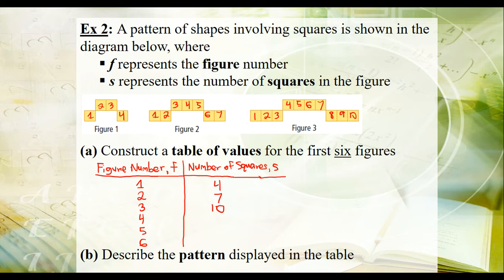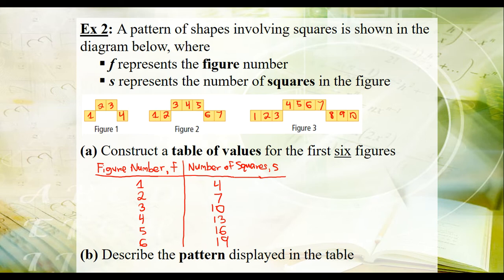Now let's figure out what's going on here. To go from one figure to the next, you're just adding ones. When you go from one figure to the next, what number of squares are you increasing by? Well, to go from 4 to 7, you'd be adding 3. To go from 7 to 10, you'd be adding 3. Therefore, 10 plus 3 would be 13. So figure number 4 would have 13 squares. 13 plus 3 would be 16. And then 16 plus 3 would be 19.